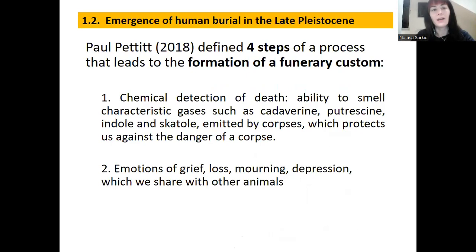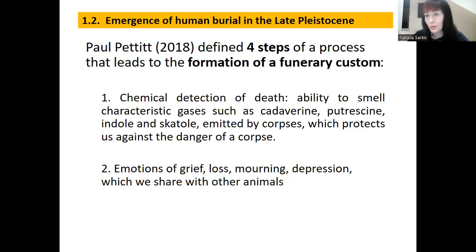So Paul Petit in 2018 defined four steps in a process that leads to the formation of funerary custom. So the first one is a chemical detection of death. So it's our ability to smell these characteristic gases that the cadaver emits. And for us, this is something that is very repulsive, that we are totally non-attracted to. But at the same time, it's very attractive to some animals, some sort of carnivores, and of course to insects.